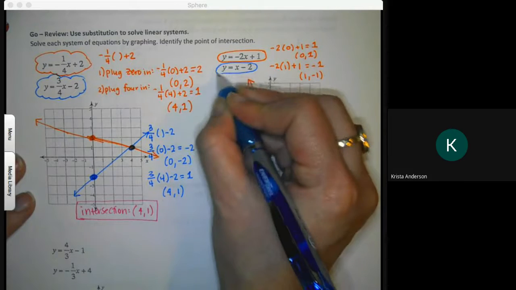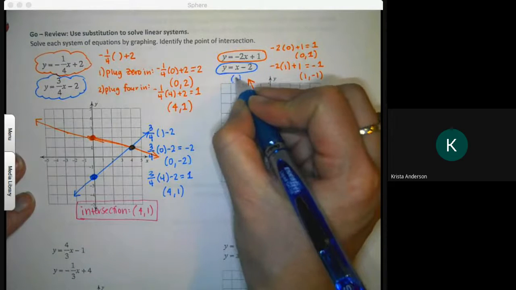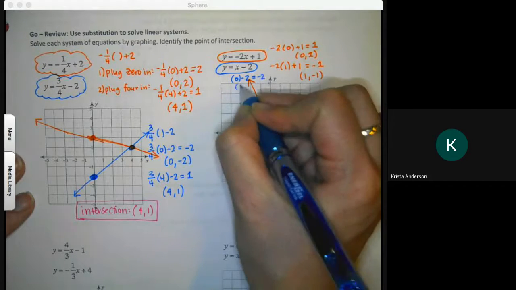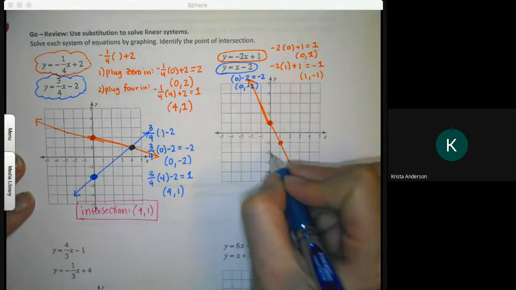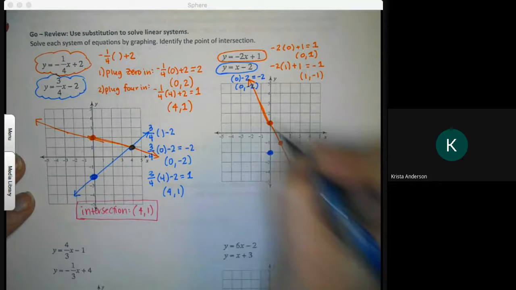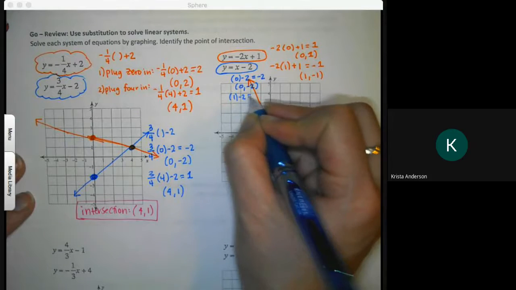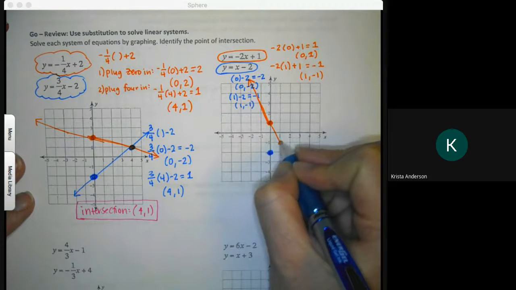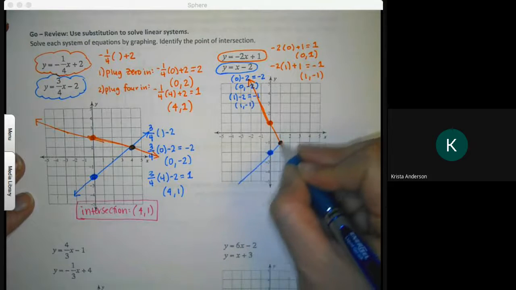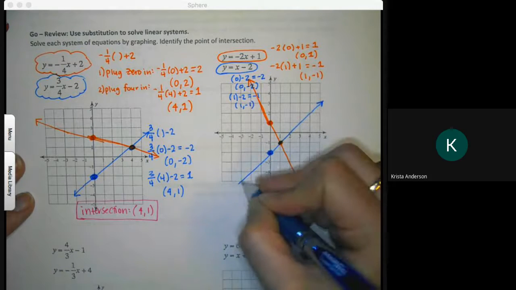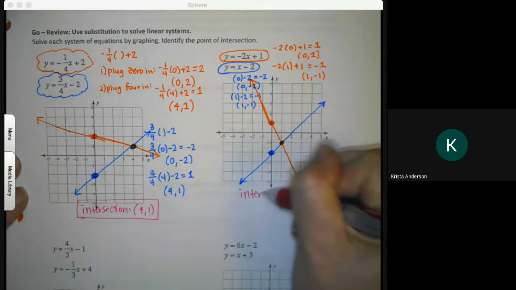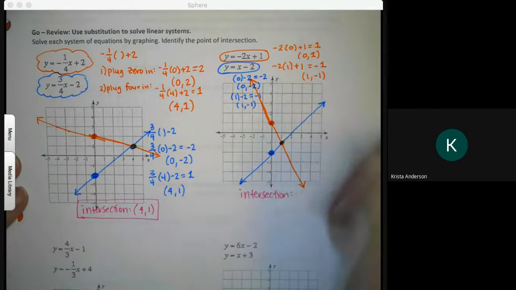For my second equation, I'm going to plug in a 0. 0 minus 2 is -2. Then I'm going to plug in a 1. 1 minus 2 is -1. My intersection is at 1 down 1.